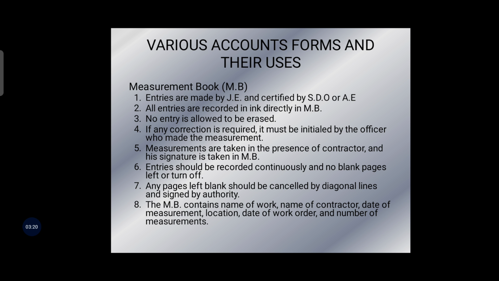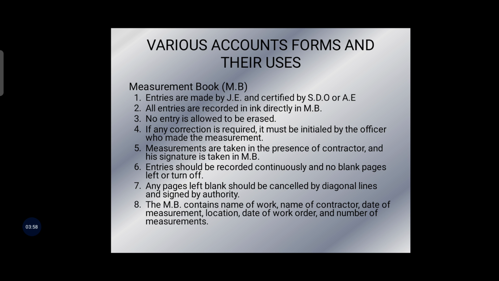So this forms the basis of payments for all items of work which can be measured. It gives the original record of all works. The entries should be recorded continuously and no blank pages left or torn off. Any pages left blank should be cancelled by diagonal lines and signed by the authority. So it is an auditable document. The loss of a measurement book is a very serious matter and should be immediately reported to the higher authorities.